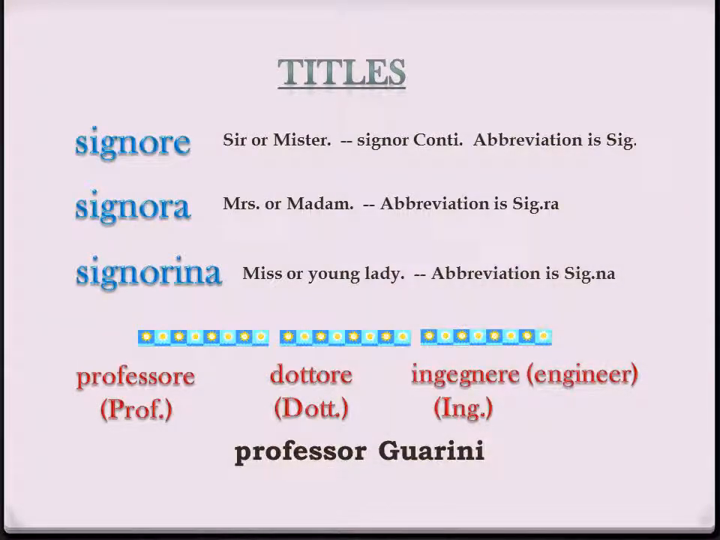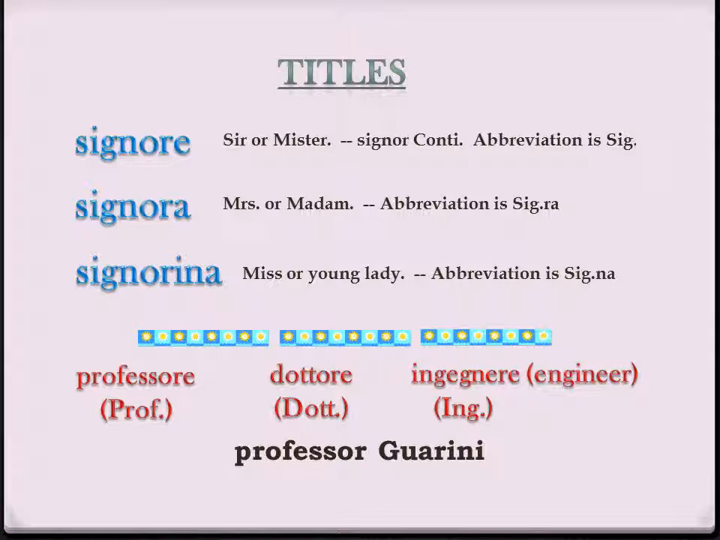The basic titles in Italian are Signore. This means Sir or Mr. Drop the final E when using it in front of a last name. For example, Signor Conti. Signora. This means Mrs. or Madam or Ma'am. It is also used to mean lady or woman. Signorina. This means Miss or young lady.